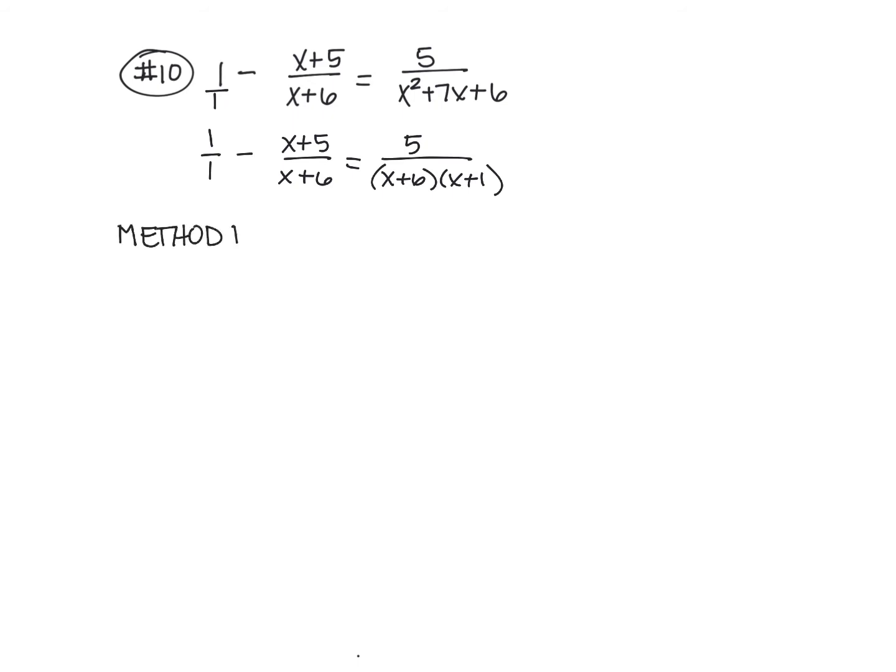If I were doing method 1, the first thing I would come up with is what is my least common denominator? Well, looking at 1, x plus 6, and x plus 1, my least common denominator is going to be x plus 6 times x plus 1. That's the denominator that each of those terms can go into.